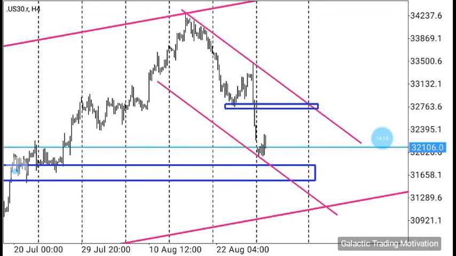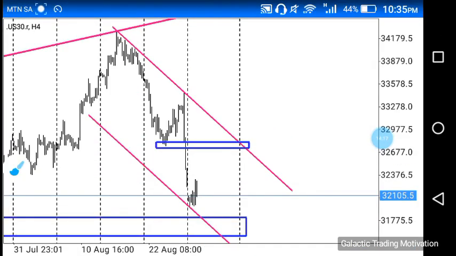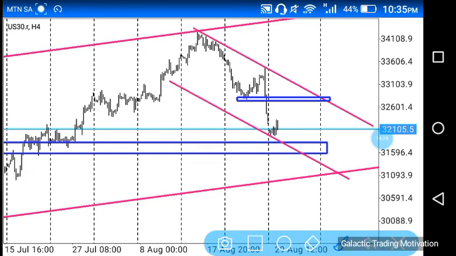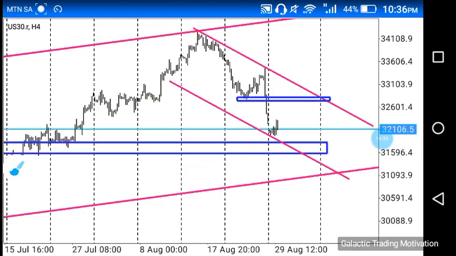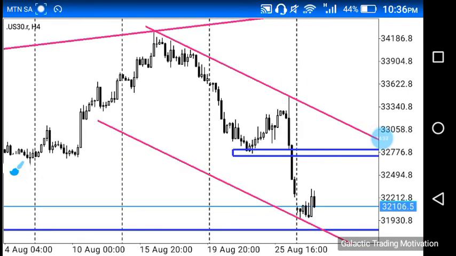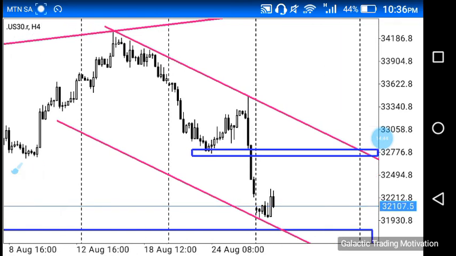So can you guys see that I've just zoomed out? So we have, as I said, this pattern over here, right, with a neckline at this level, and we have a small M structure over here with a neckline at that level. So it is quite possible that price may push up to this level and then push further down, right? So that is my analysis in as far as US30 is concerned. In as far as actual buying or selling decisions at this point in time, I don't see any.